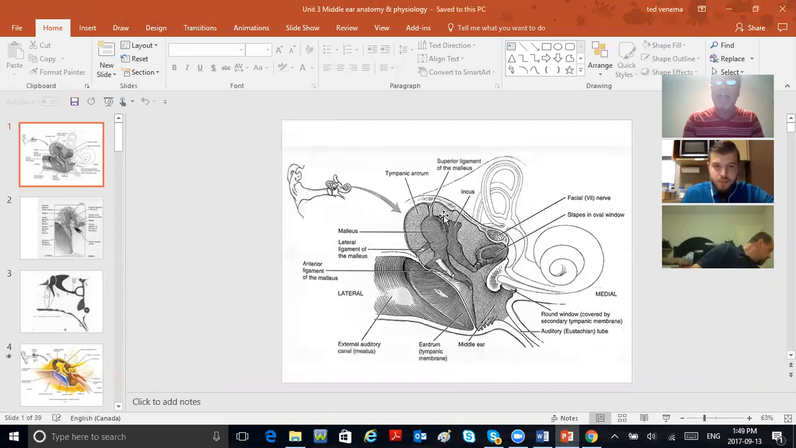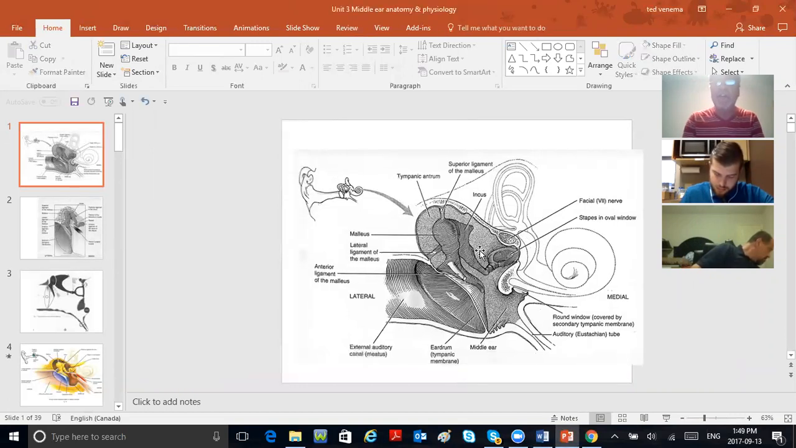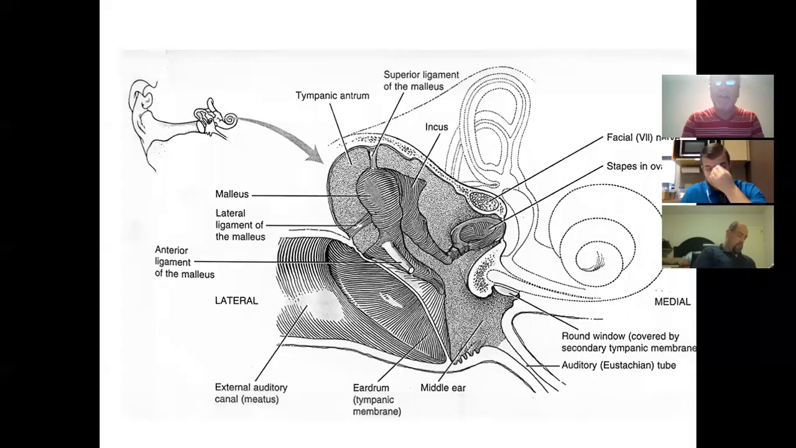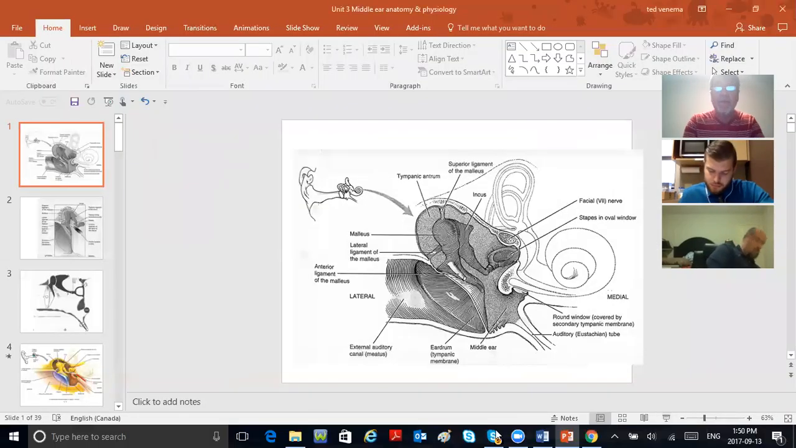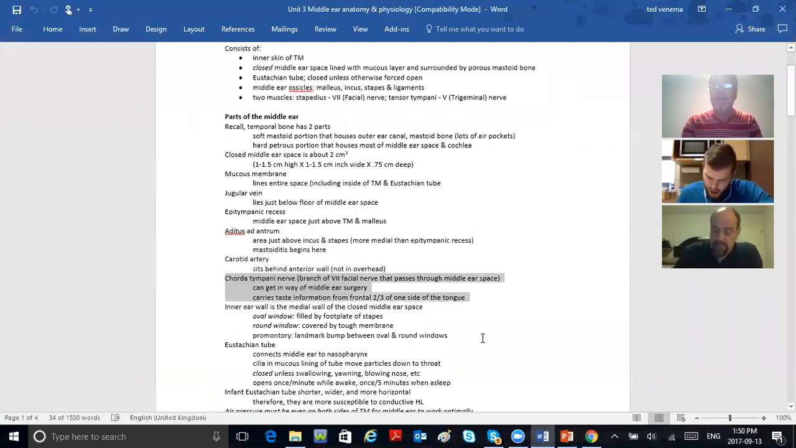So the additus ad antrum, whoa, I just moved the whole picture here. Don't do that, Ted. Anyway, you really don't want to mess with that. Anyway, so the additus ad antrum is sitting here. Okay, so these things are given different names. No matter. Okay, and then you have something called the chorda tympani nerve. It's a branch of your seventh facial nerve that passes through the middle ear space.